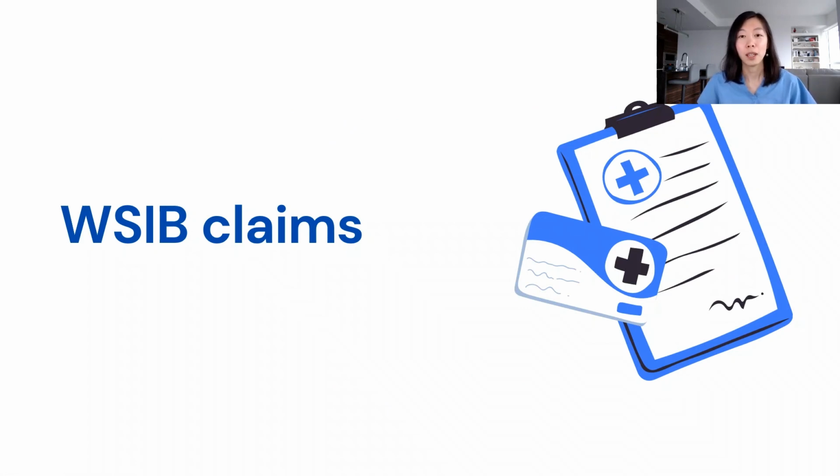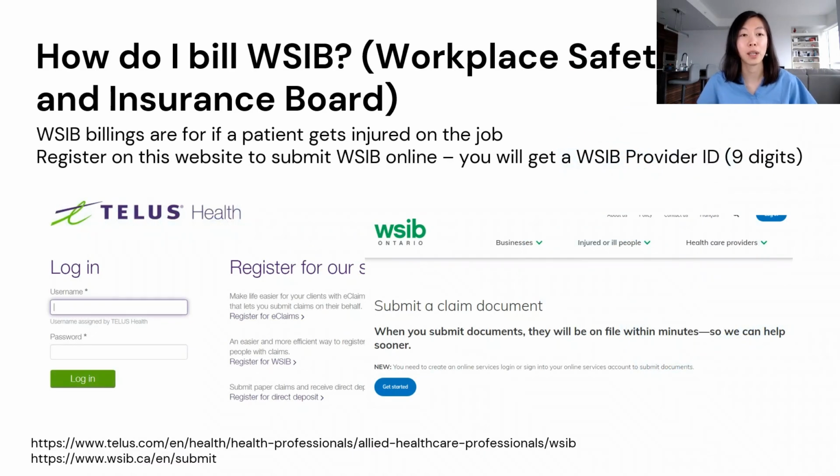Okay, so WSIB claims. If you haven't encountered this in residency, the first thing that you need to know is about how to start billing WSIB. WSIB stands for Workplace Safety and Insurance Board. And this is when a patient comes to you and it's because they got injured on the job. So in order to bill WSIB, you have to register on this website, which I've linked down below, to get a WSIB provider ID. This is kind of like your billing number.